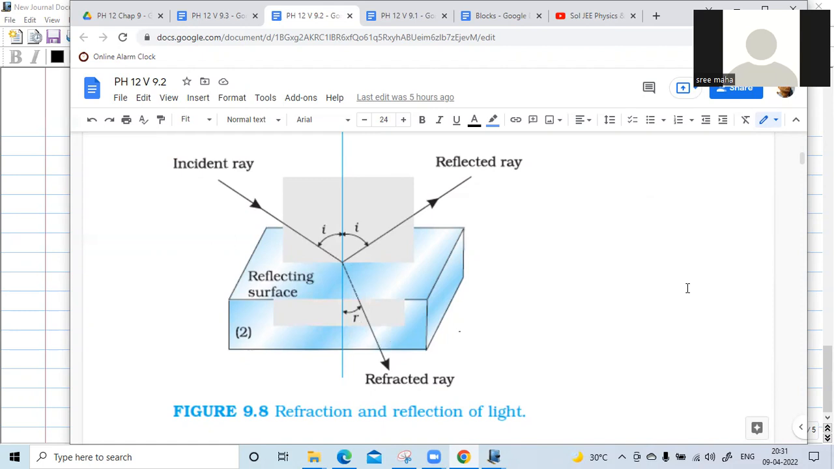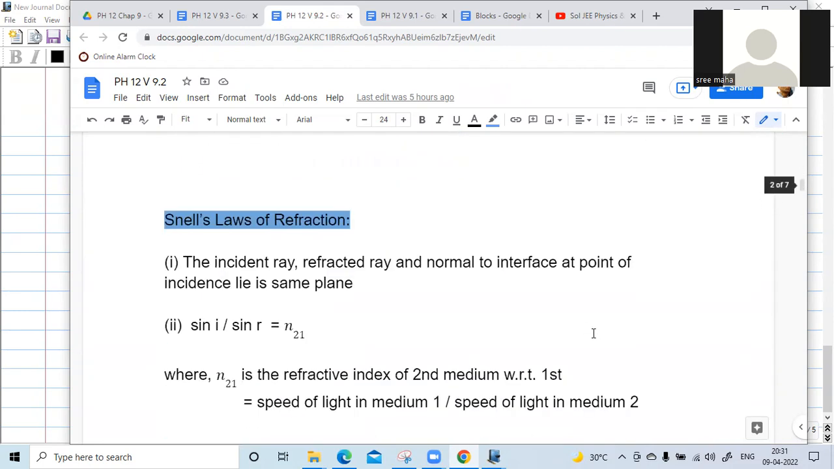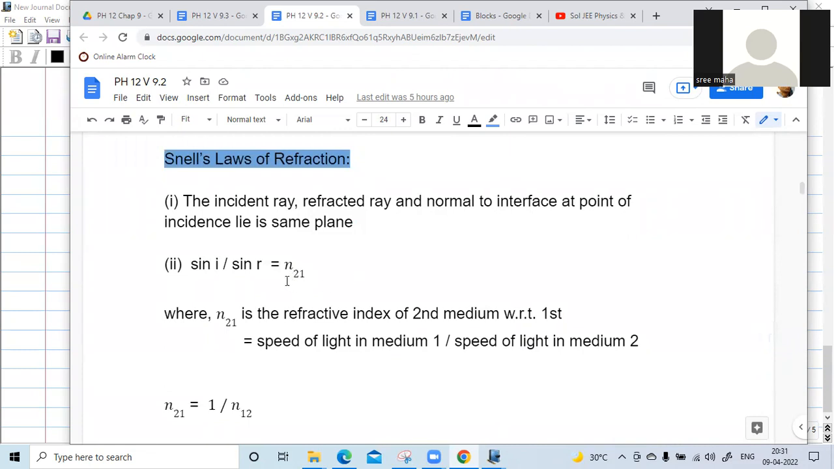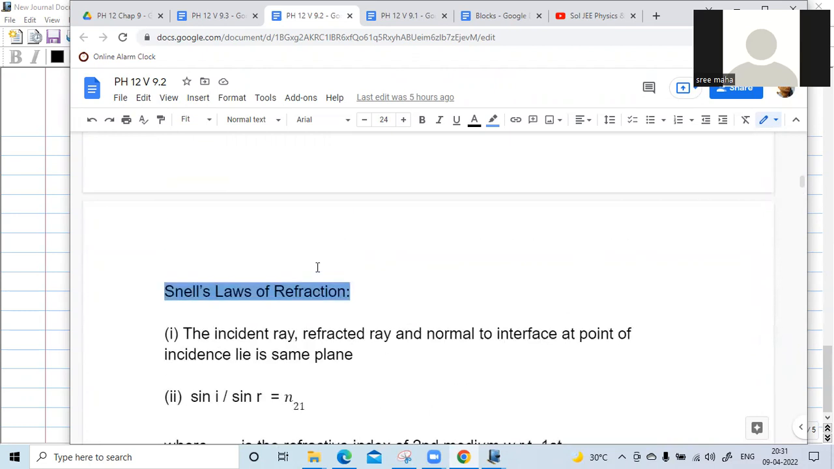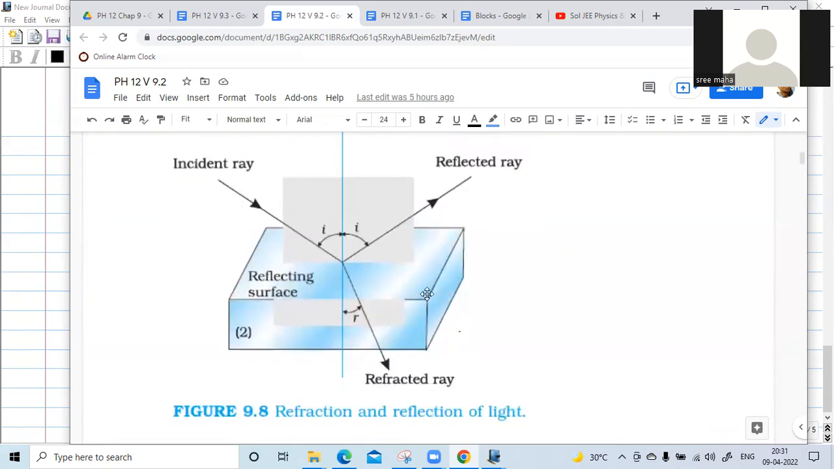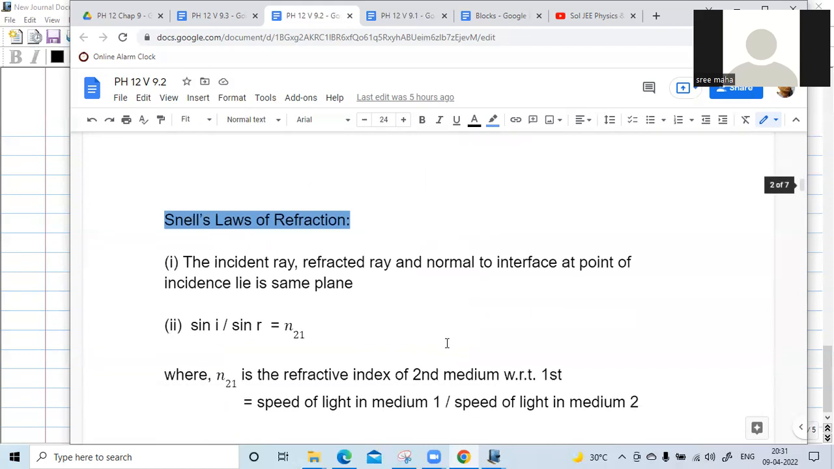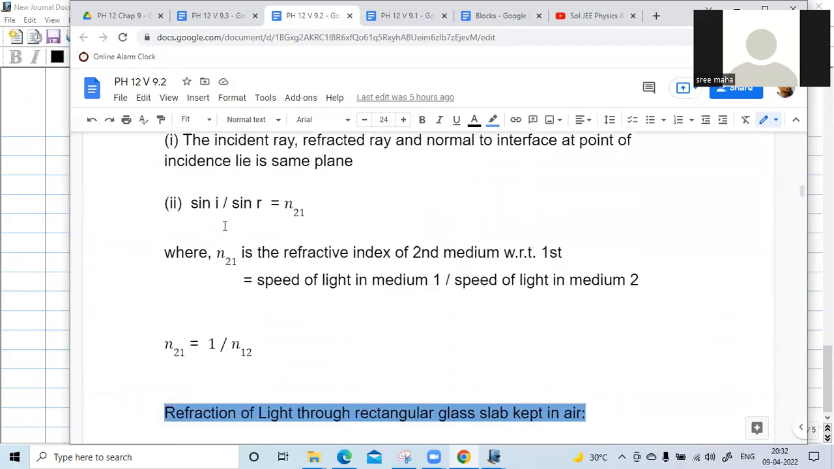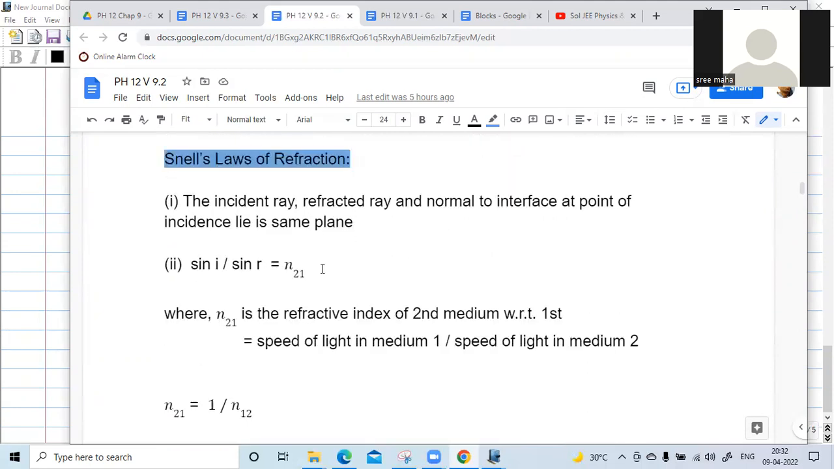Snell's law. So sin I by sin R is constant. That is dependent on the refractive index of the material. So N21 is the refractive index of the second medium with respect to the first medium. So what is the second medium here? Glass, right? If I take this as glass, the second medium is glass, the first medium is air. So the refractive index of the second medium with respect to the first medium is sin I by sin R, and the refractive index of glass is more, right? So this is greater than 1. So the numerator is greater, so sin I is greater than sin R.